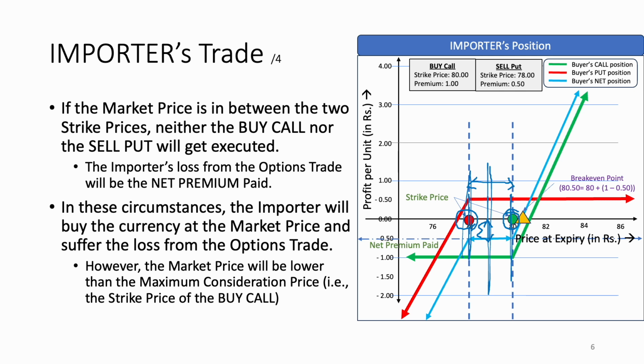The importer basically intends to buy the currency in this range, and for that he is setting up these hedges on both sides so that in case the market price is not within this range, he will have his positions covered. So as long as the market price is within this range, this is the importer's comfort. He will buy the currency at this particular rate and pay the premium that he has negotiated for setting up this strategy.